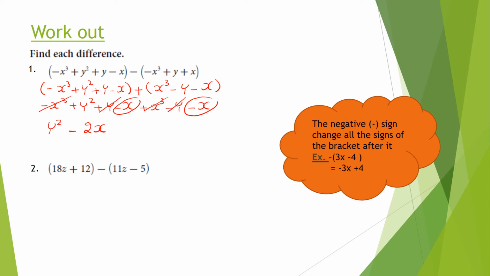This one, keep the first bracket as it is, 18z plus 12, then negative, and change the other bracket, change this negative to positive, so this negative 11z, and this will be positive 5. Take away the bracket, so it's 18z, positive 12, negative 11z, and positive 5. Then I'm going to combine them together. So 18z and negative 11z, so it will be 7z.